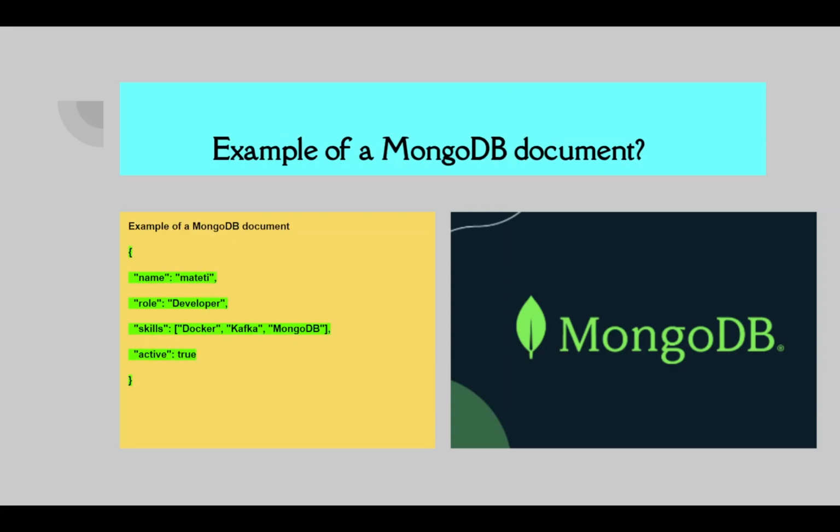Now we are wondering what a Mongo document looks like. This is a sample Mongo document. Here, as I mentioned, it's a key value pair. Name is the key and its value is Mateti, role is developer. So this is one document. Within the same collection, you can have another document by skipping some of the keys, like skills, which you can completely remove, or you can add a new node within the document itself. So this is one simple MongoDB document.